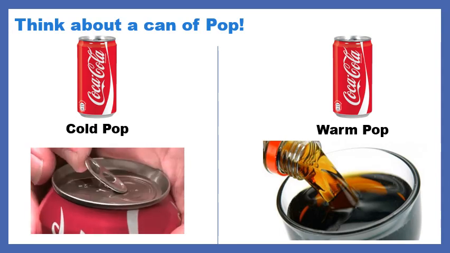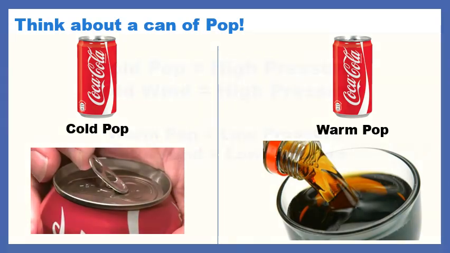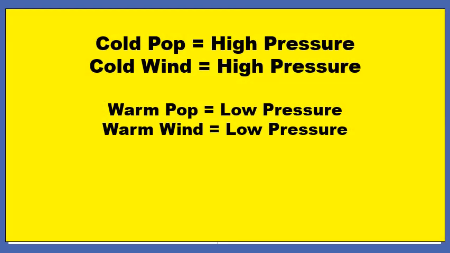So how can we relate this to what we learned? Well, cold pop equals high pressure. Cold pop is better. High pressure is better. It makes the pop taste better. Cold wind, like pop, is also high pressure. Versus warm pop is low pressure, and that's why it doesn't have as many bubbles. Warm wind is also low pressure. So that's how I remember it.